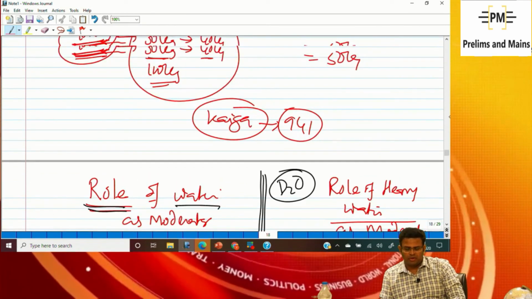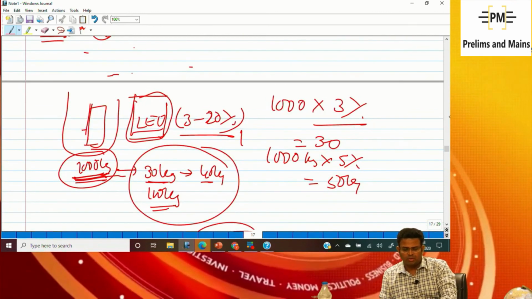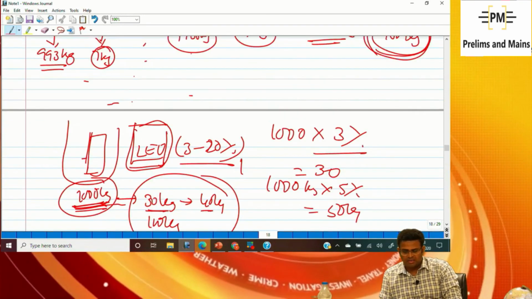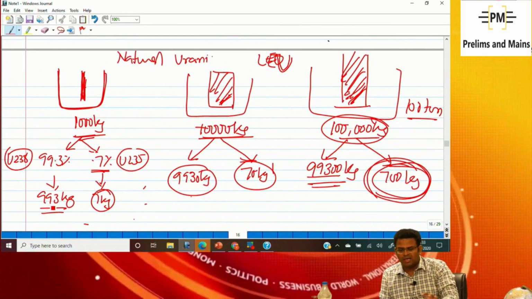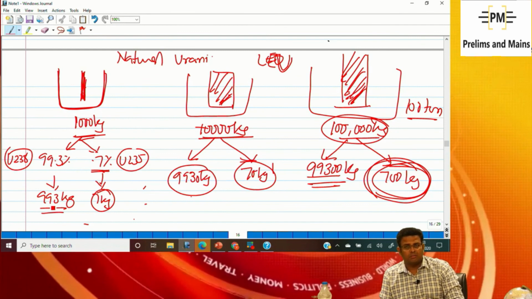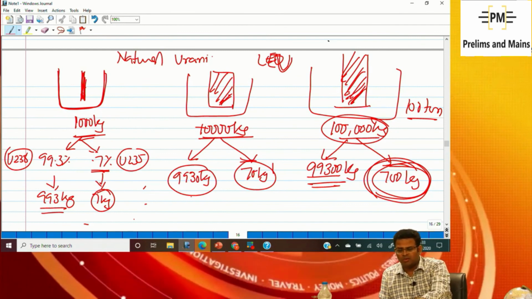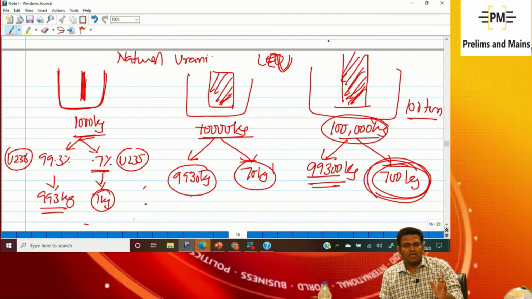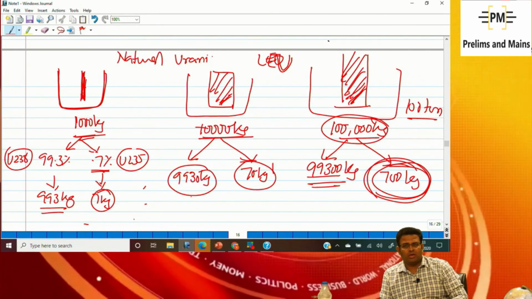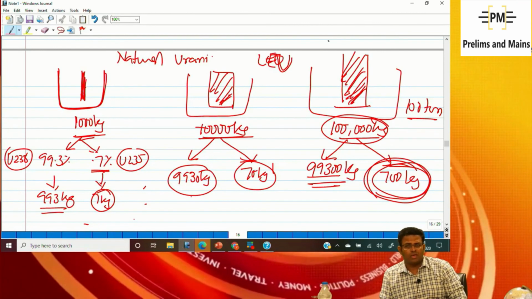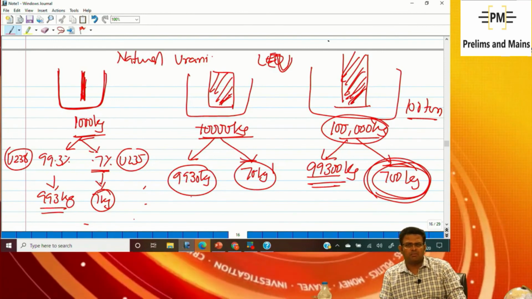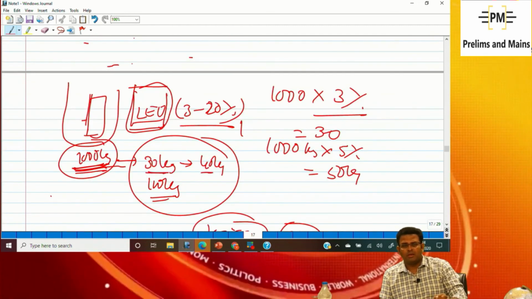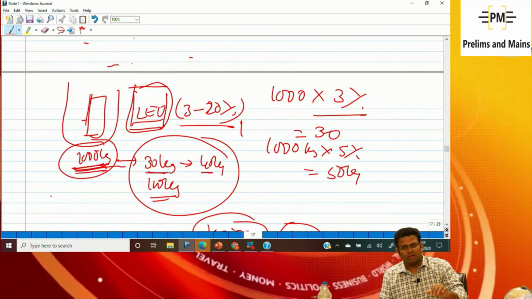Low enriched uranium, if it is 3 to 20%, then it will be 50 kg out of 1000 kg. But if I have a large amount, 1 lakh kg of natural uranium, then automatically there will be 700 kg of uranium 235. It means I can make use of more natural uranium so that we can get the critical mass to initiate the reaction. So, India does not have enriched uranium technology, even then India can do this.